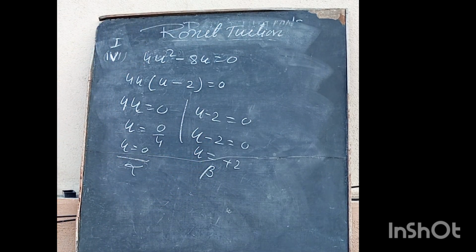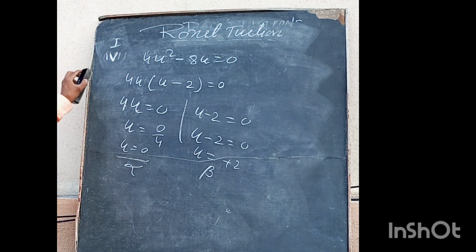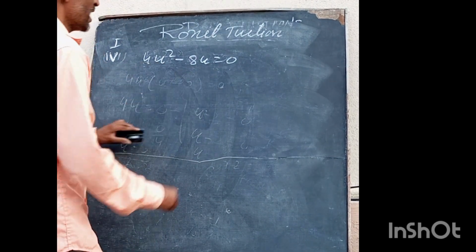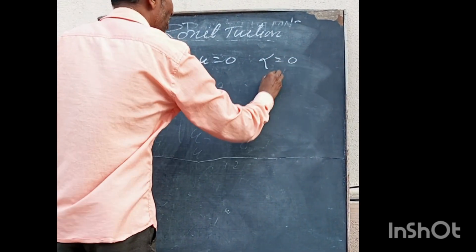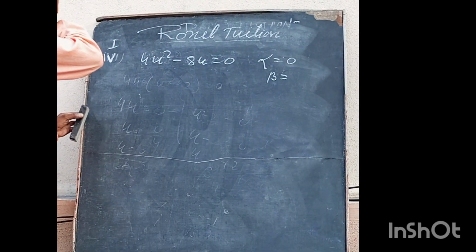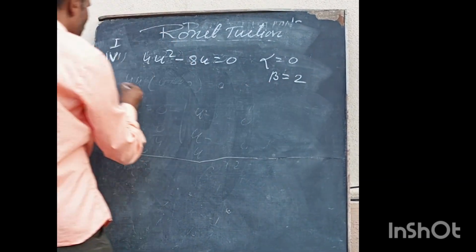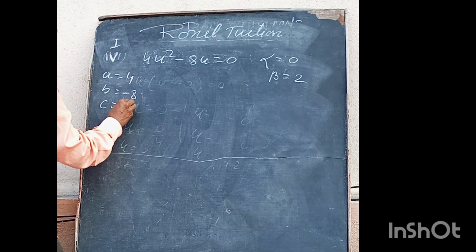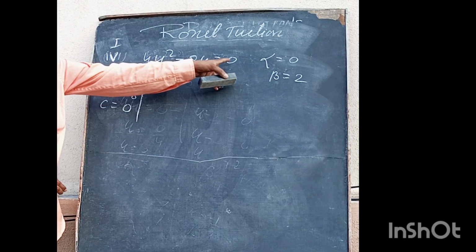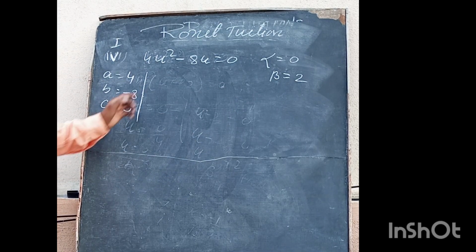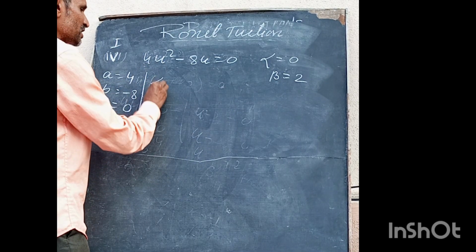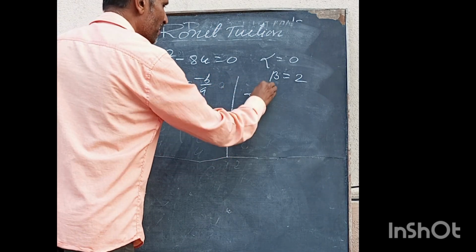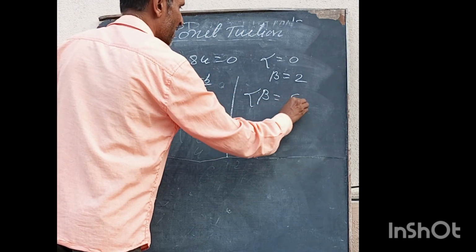Now we are going to find the relationship between them, verifying it. We write the alpha and beta we found: alpha is equal to 0, beta is equal to plus 2. The a value is 4, the b value is minus 8, and the c value is 0, since no number is written without a variable. First, alpha plus beta is equal to minus b by a, and alpha beta is equal to c by a.